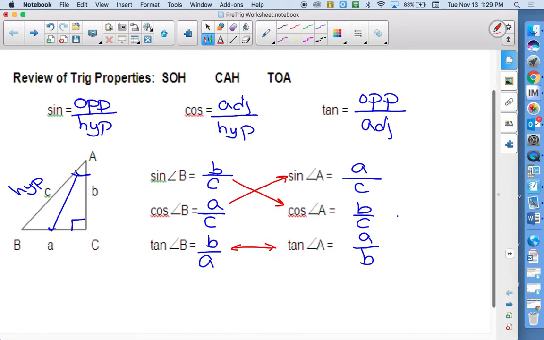All right, so that was SOHCAHTOA. I don't even know what chapter you do that in geometry. I feel like it's halfway through the year. Yeah, that sounds about right.